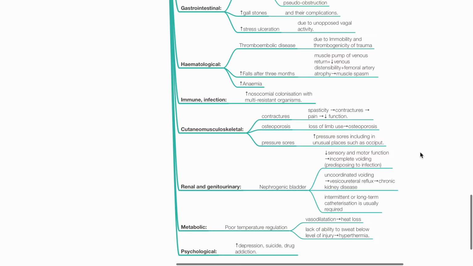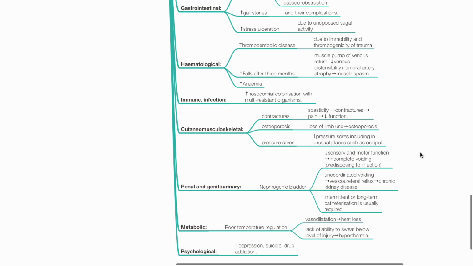Immune problems include nosocomial colonization with multi-resistant organisms. Musculocutaneous problems include contractures due to spasticity and pain, osteoporosis due to loss of limb use, and increased risk of pressure sores, including unusual places such as the occiput. Genitourinary problems include neurogenic bladder, reduced sensory and motor function, which causes incomplete voiding and predisposes to infection. Uncoordinated voiding leads to vesico-urethral reflux and chronic kidney disease. Intermittent or long-term catheterization is usually required.